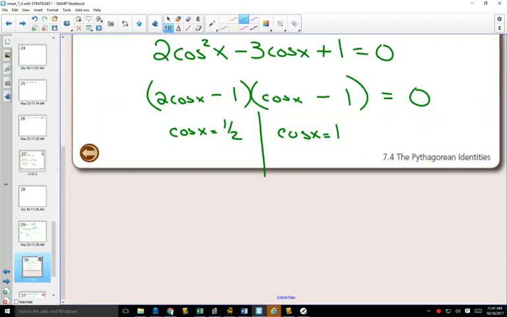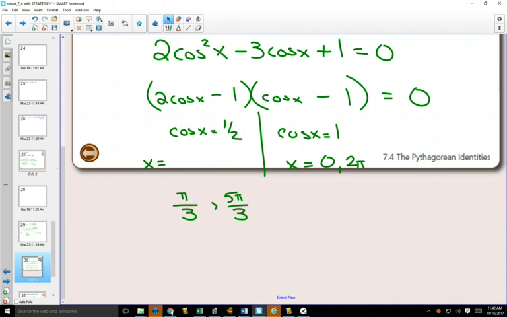Cos x equals 1. Is this on our pie plate? Yes, what family? Pi over 3 family. What quadrants? Quadrant 1 and quadrant 4. Is cos x ever equal to 1? Yes. Where? At 0 and 2 pi. So again, notice what we did. We solved it normally between 0 and 2 pi.